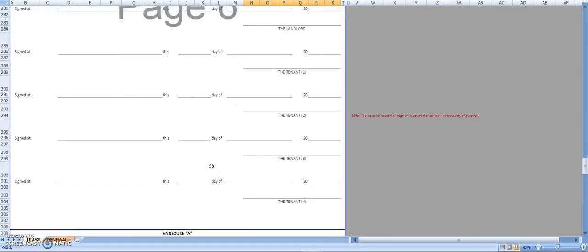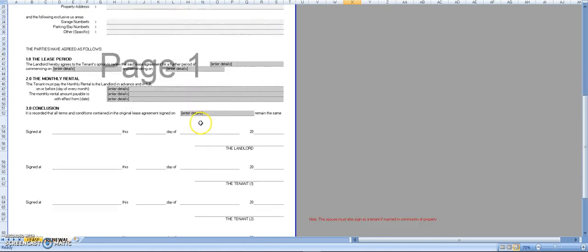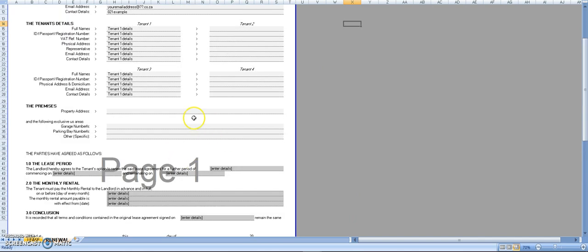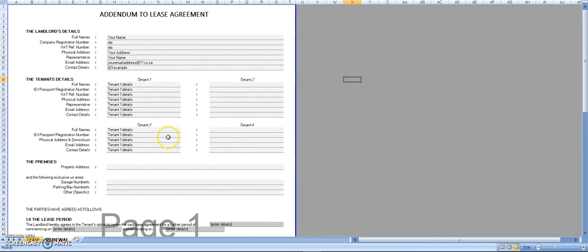When it comes to renewal of the agreement, we've also got a renewal tab. So instead of going through this whole process again, you simply just sign a 1-pager, reinstating the lease agreement with the new rental amounts. And that's it.